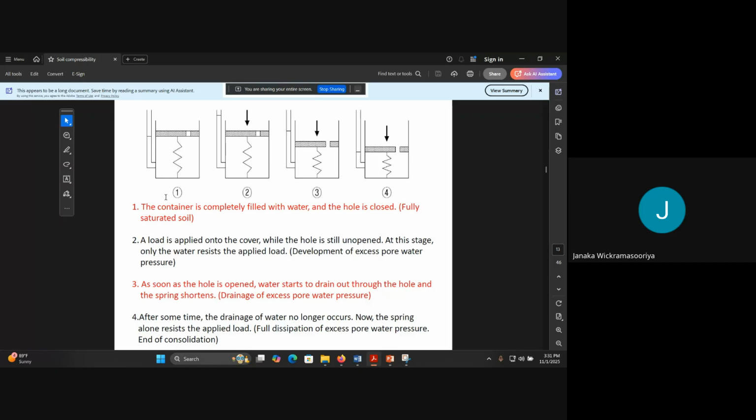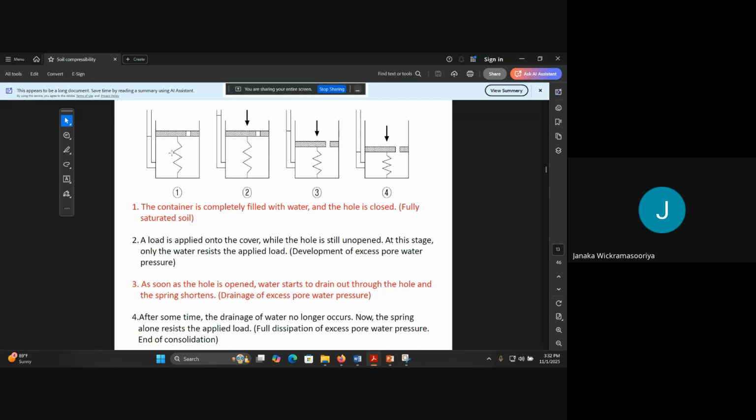In the first one, the container is completely filled with water and the hole is closed. This hole is closed, and the container is completely filled with water, and this spring is there. That means fully saturated soil. There are no air voids, which means it is fully saturated.